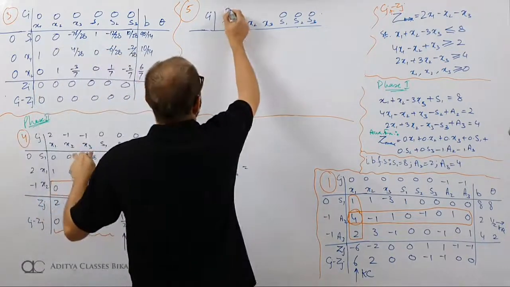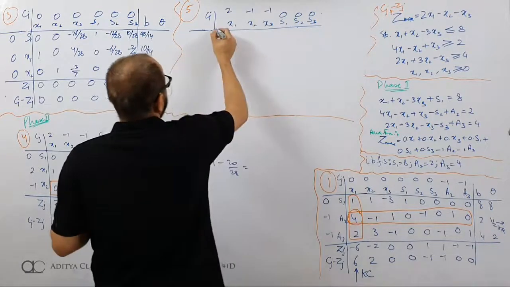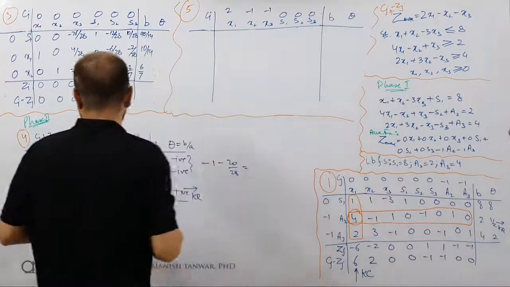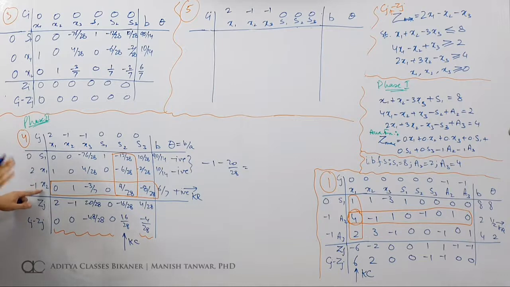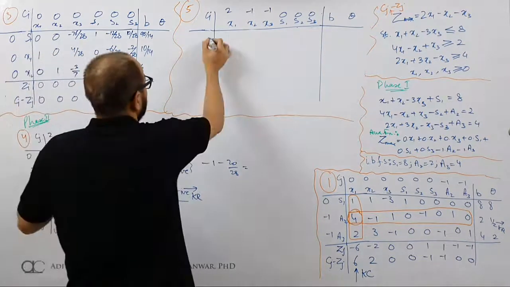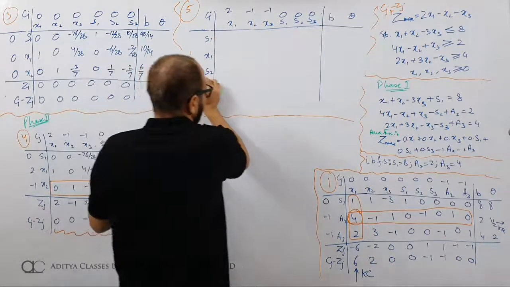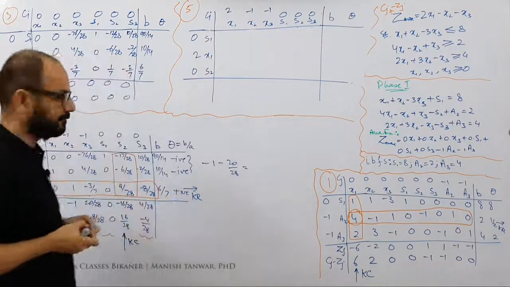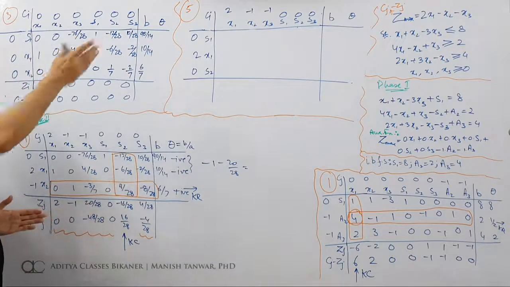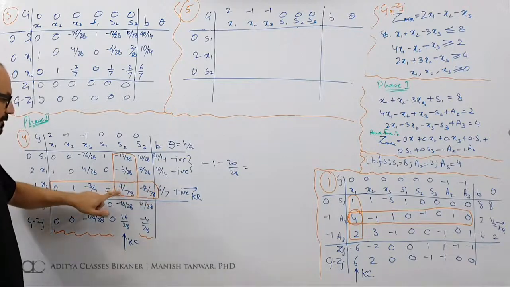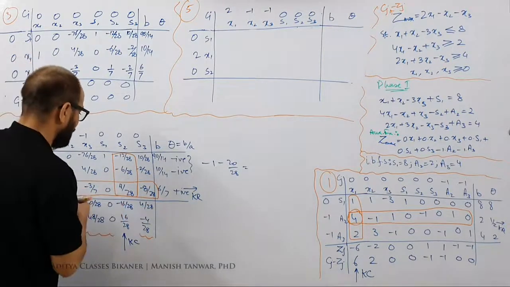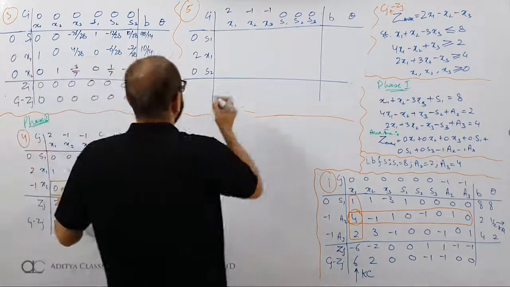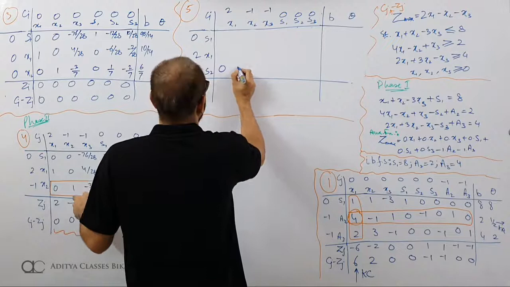Contributions of x1, x2, x3 are 2, minus 1 and minus 1. We have b and theta. S1, x1 are still intact, but x2 is out, s2 is coming in. So we get s1, x1, s2 with respective contributions of 0, 0, and x1 is contributing 2. Now, key row will be transferred to the new place after being divided by key element. This is my key element. Key row, key column, key element. We'll divide all these by key element, making it 0. 28 by 4 would be a 7.